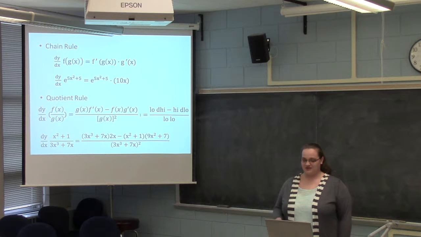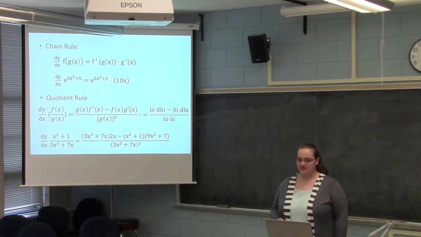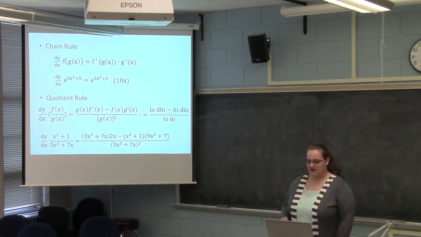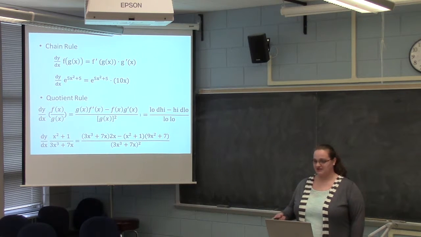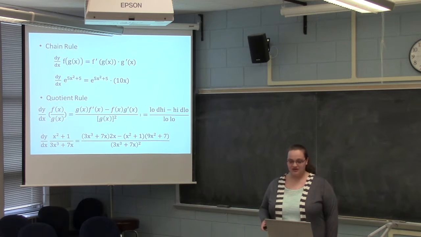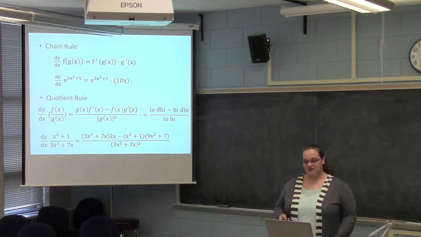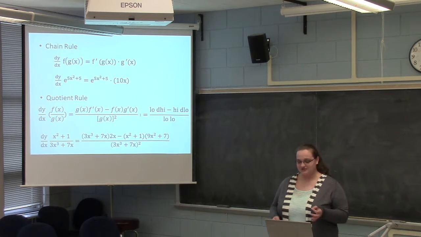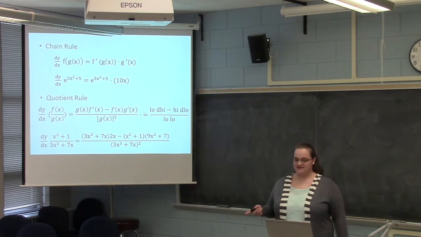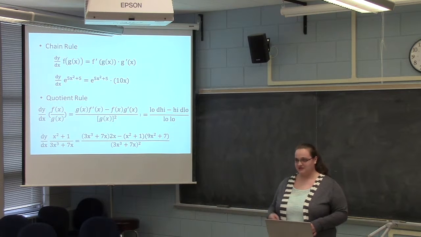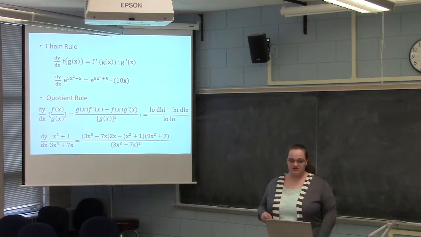Then another application is the quotient rule, which is taking the derivative of a function over another function. And to look at this, it's easier to think of it in terms of the low d high minus high d low over low low, which just means taking the bottom function, which is the low, times the derivative of the high function, which is the top function, minus the high function, which is the top function, times the derivative of the bottom function, all over the bottom function times itself.